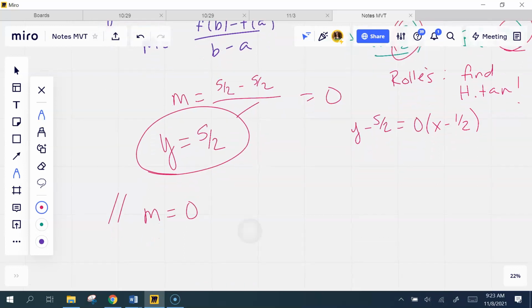How do I make the slope 0? Where do I find where it's 0? When the derivative is 0, right? Okay, so parallel, so I'm trying to find somewhere where the tan line, which means derivative, you're exactly right.